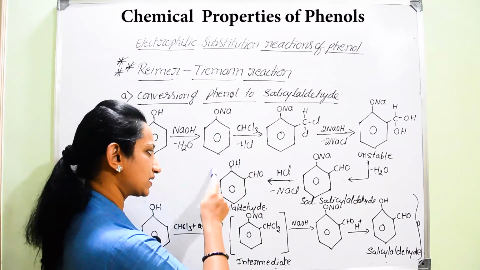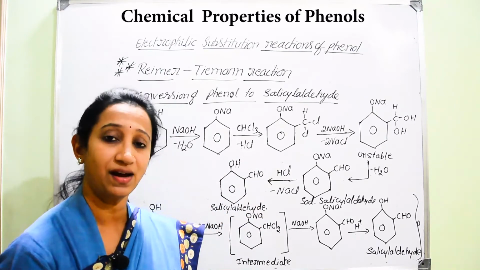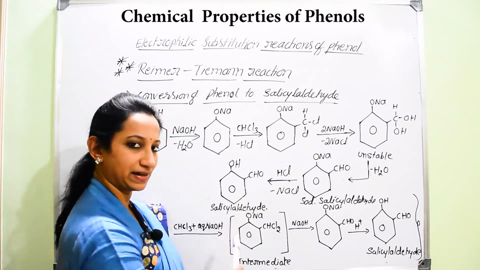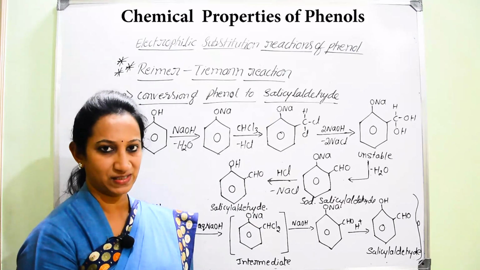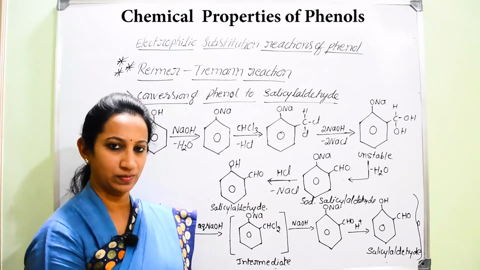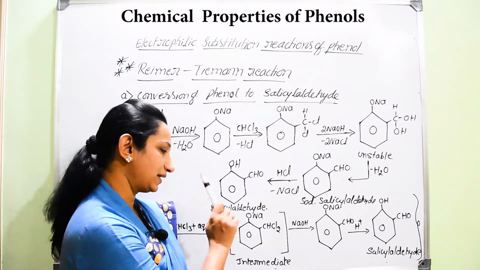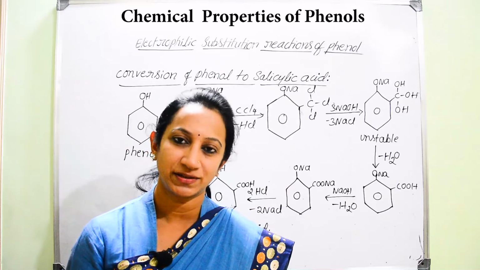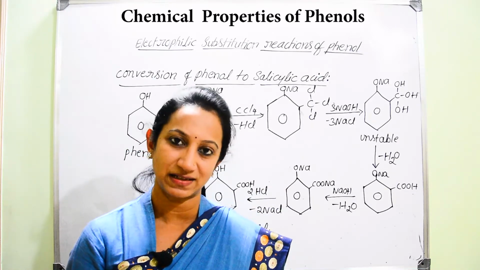So there is existence of intramolecular hydrogen bonding with respect to the ortho position of this aldehyde group. Therefore, we can expect that salicylaldehyde contains the CHO group at the ortho position rather than in the para position. That was the Reimer-Tiemann reaction, that is for the conversion of phenol to salicylaldehyde.